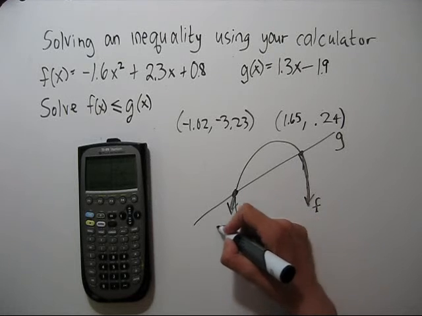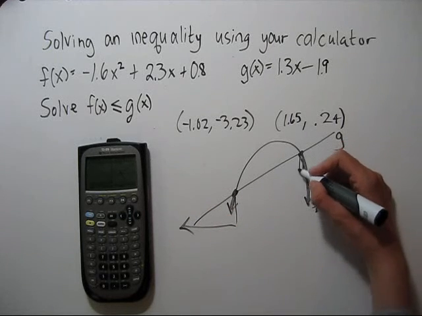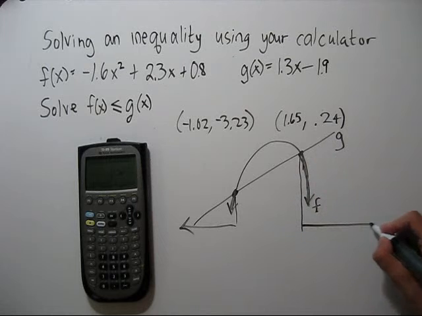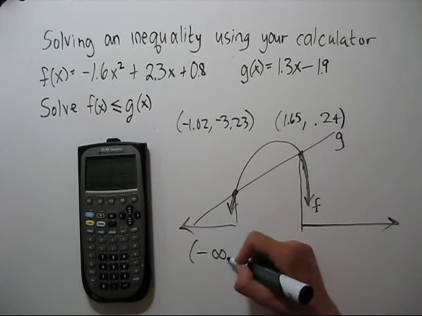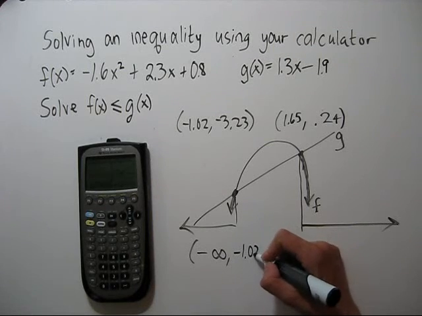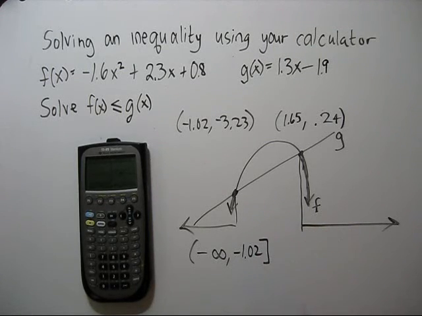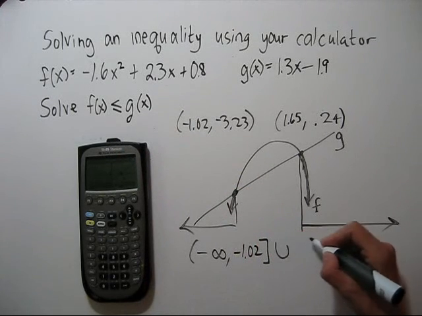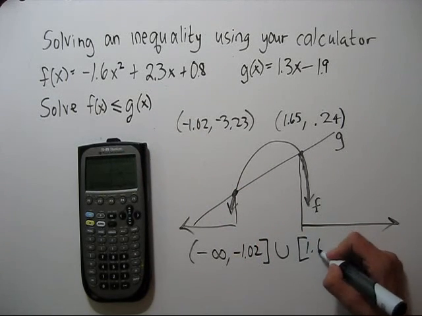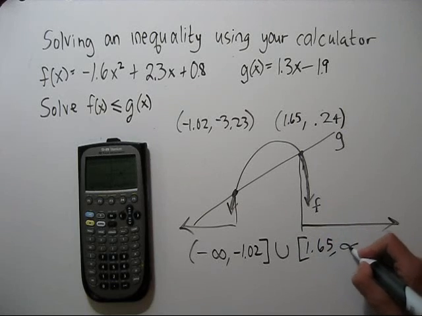So we'll have -infinity to -1.02. We include -1.02 because we're less than or equal to g of x. Union 1.65 to infinity.